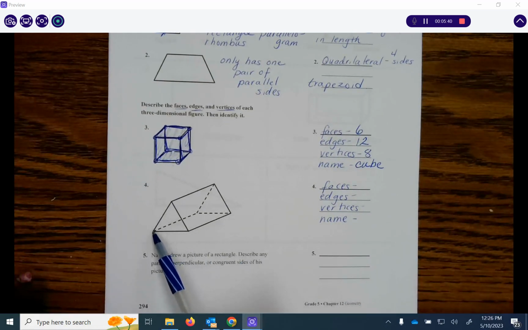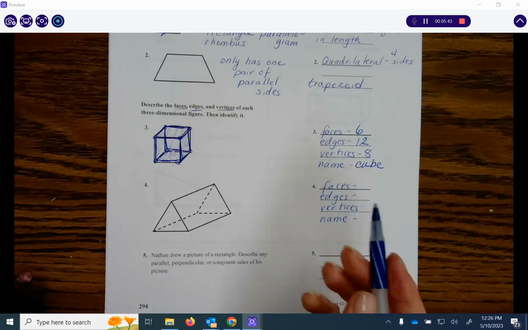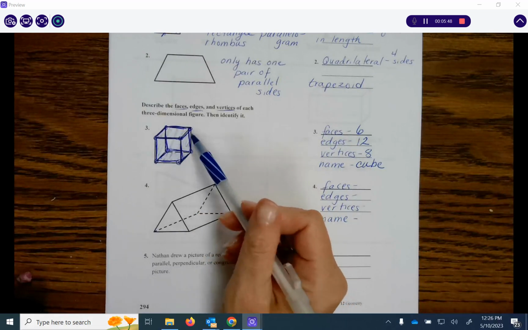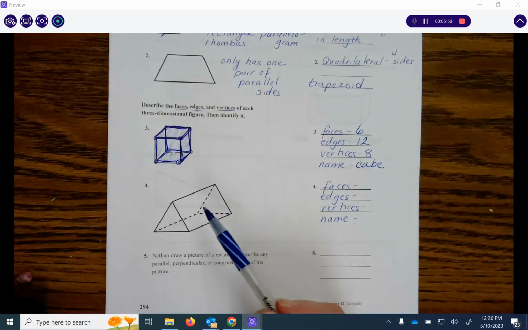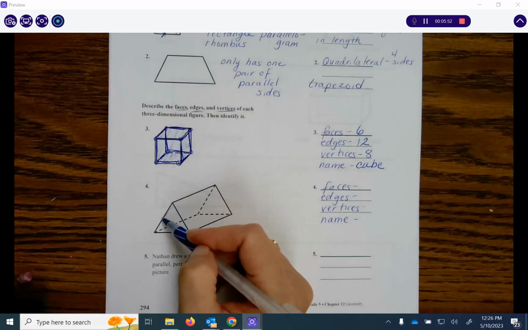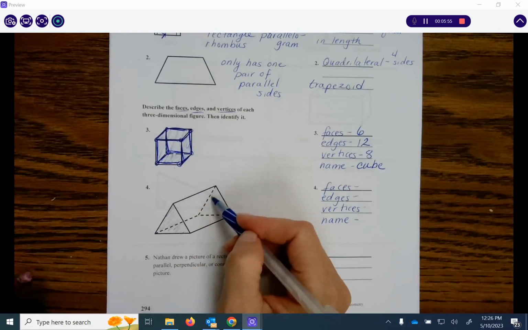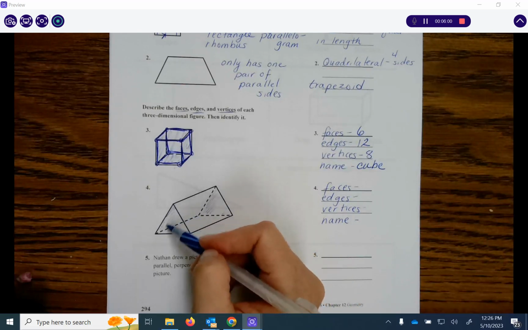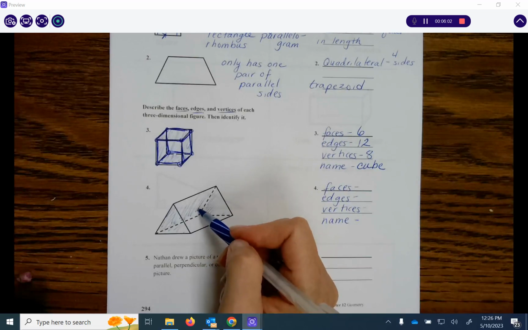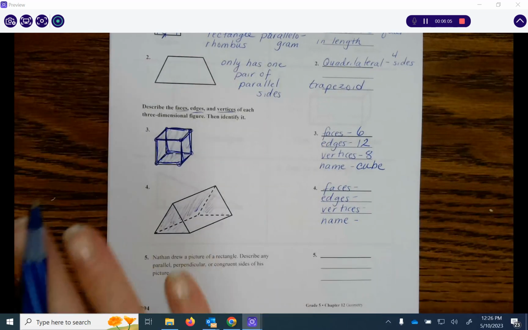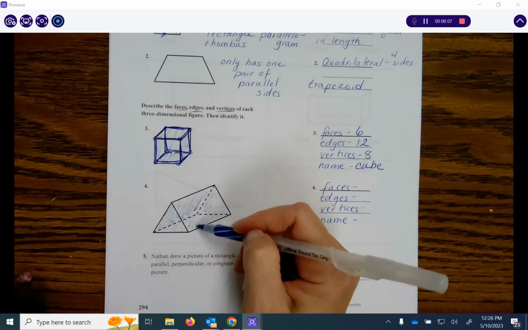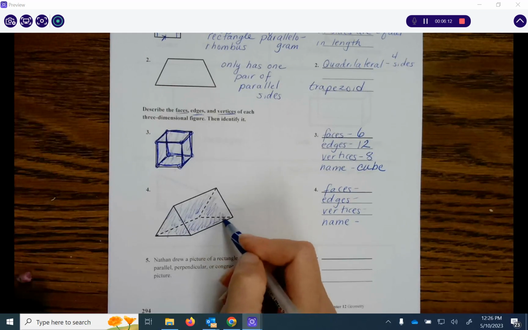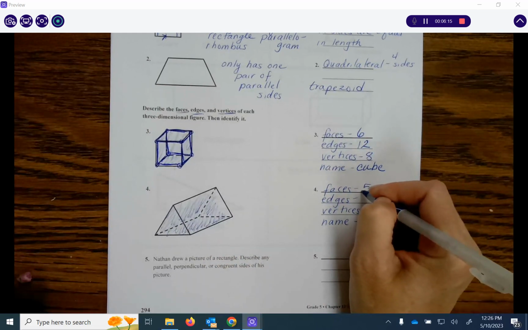The next shape that we have here, we have faces. Now, in this shape, all the faces were the same. They were square faces. Here, I have a front triangle face and a back triangle face. Then over to the left, I have a rectangle face. And then on the right side, I have another rectangle face. And then on the bottom, I have a rectangle face. So that's 5 faces.